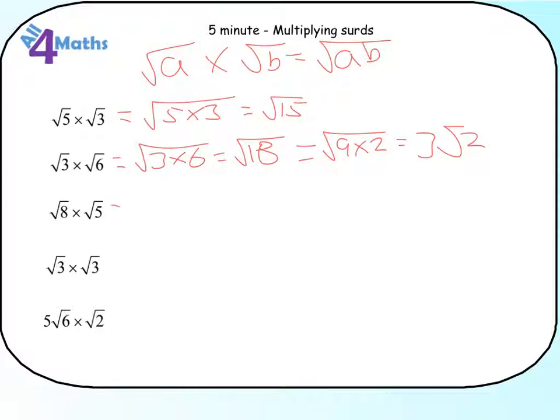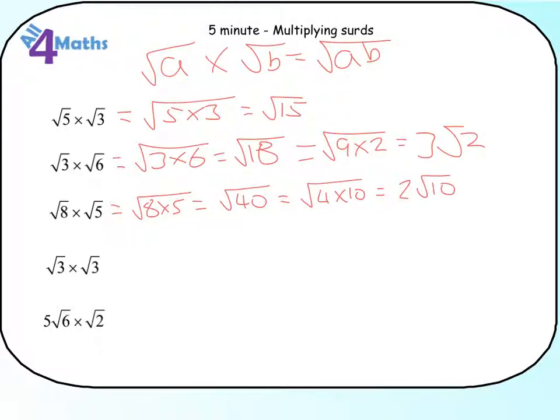Looking at the next one, there's actually two ways to do this. I'm first going to do it the same way as we've been doing. So I've got root 8 times by root 5, which is 8 times 5. So that becomes root 40. Again, this can be simplified to the square root of 4 times by 10, which is 2 root 10.